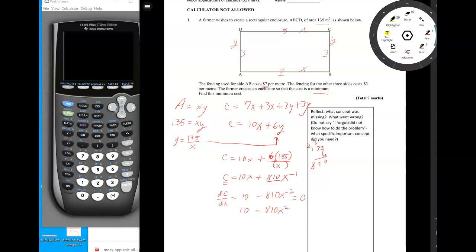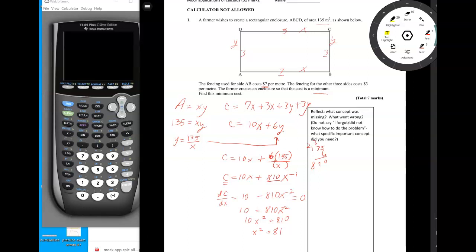And x to the negative 2, right? And now I can multiply both sides by x squared so that the x to the negative 2 is not in the denominator anymore. So then I end up with 10x squared equals 810. Now I could divide both sides by 10 because I have an extra 10. I have 810 and I have 10. So if I divide both sides by 10, I'll get x squared equals 81.